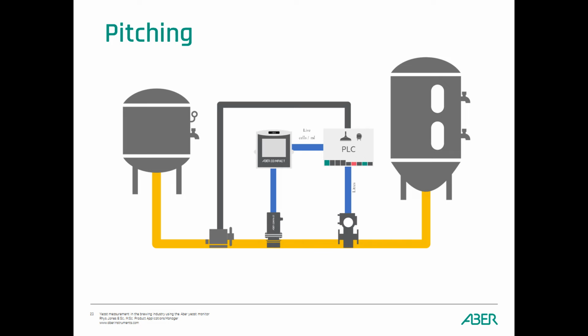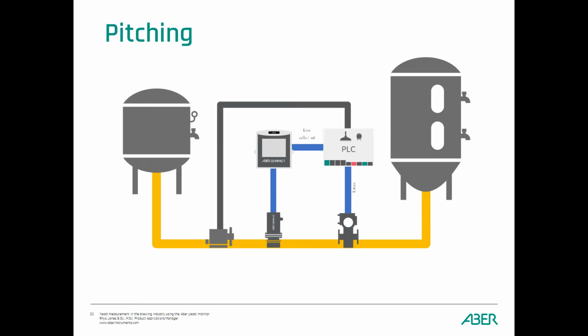Now, if the PLC knows how many live cells per mil are passing in the pipeline at any given point, as well as how many liters of yeast are flowing into the fermentation vessel, it can calculate precisely how many live cells are passing into the fermentation vessel and totalize the values.